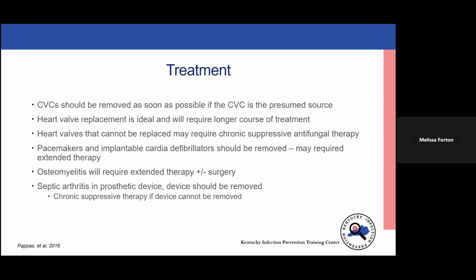Again, the same thing with pacemakers and cardiac defibrillators: they should be removed. If they can't, they're going to require extended therapy. If we feel like this is in a bone, it's going to require a longer course of therapy and it may require surgery. And then if we have a prosthetic device like a knee or something like that, again, we should remove that or this patient's going to require chronic therapy.